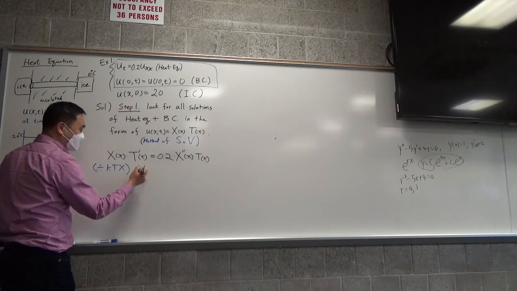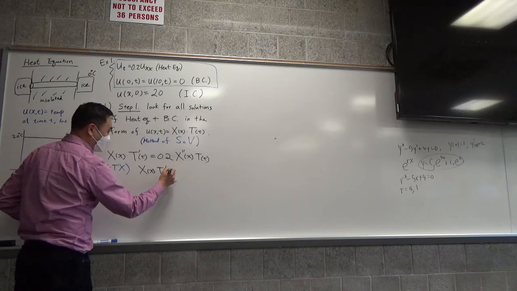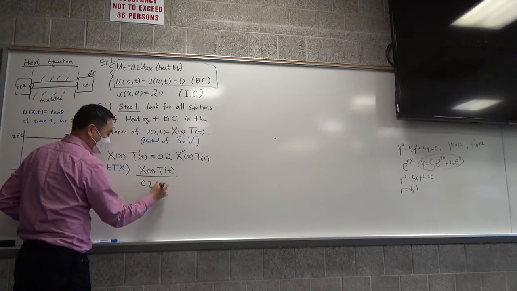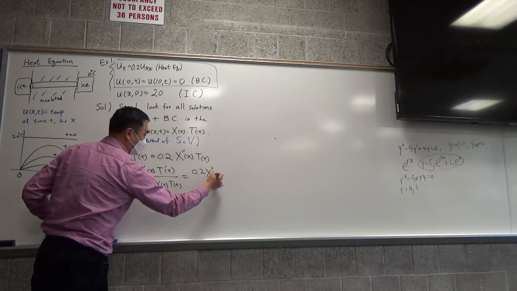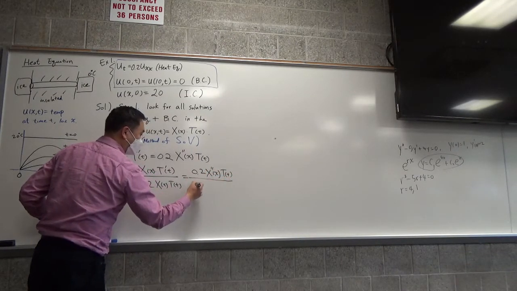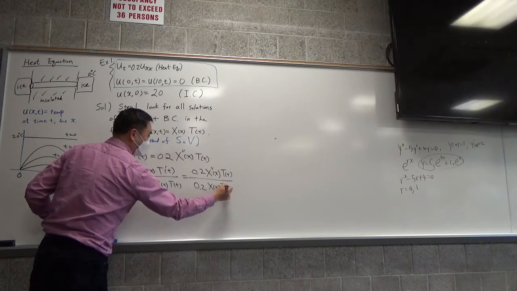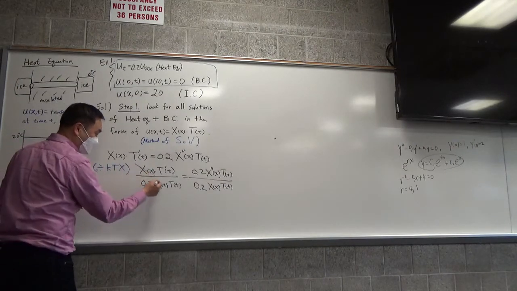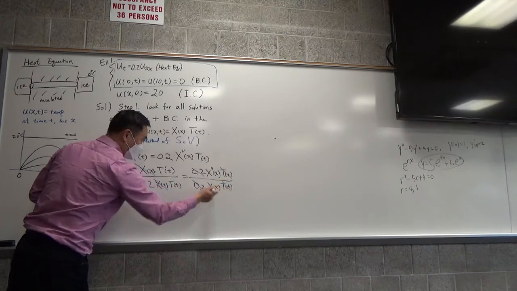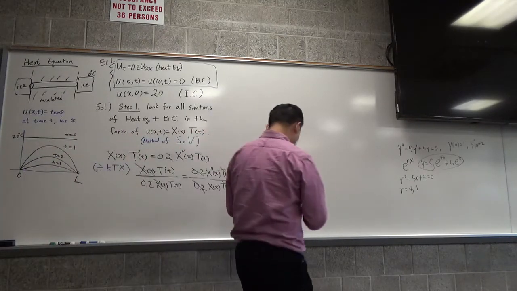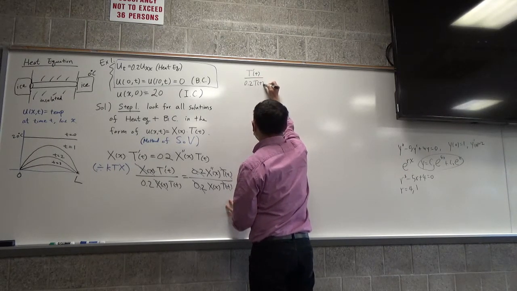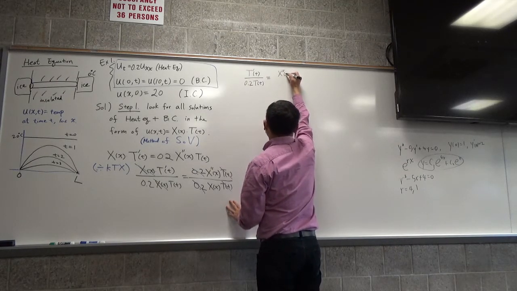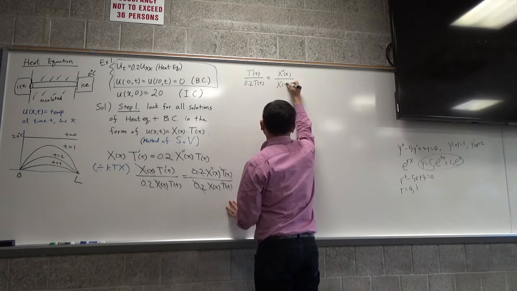All right. So you have X(x) times T prime(t) divided by 0.2 X T equals 0.2 X double prime(x) T(t) over 0.2 X T. And then we cancel the X here, 0.2 here, T there, and we have a nice equation that says T prime(t) over 0.2 T(t) equals X double prime(x) over X(x).